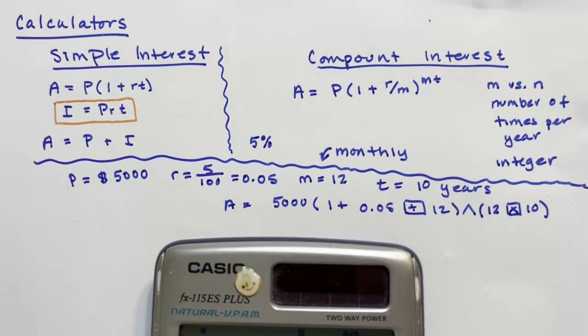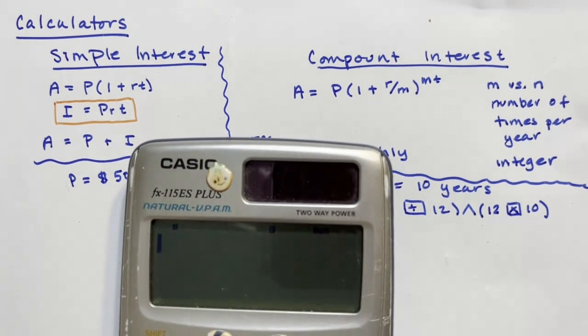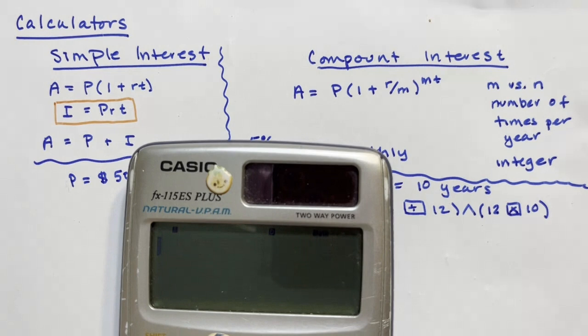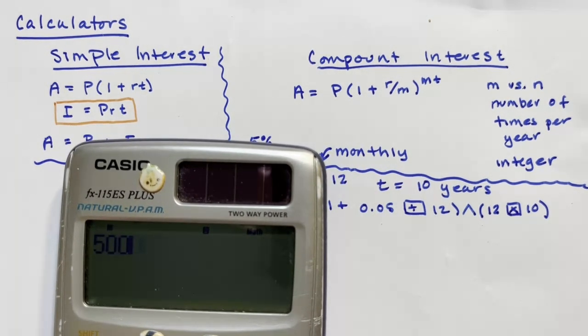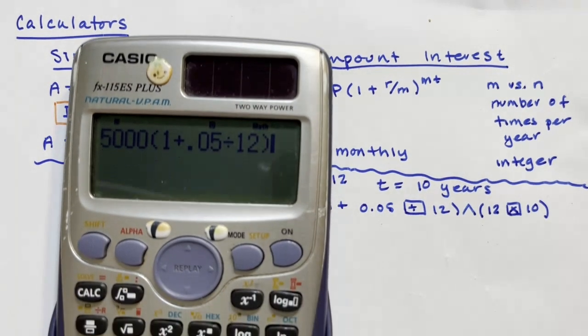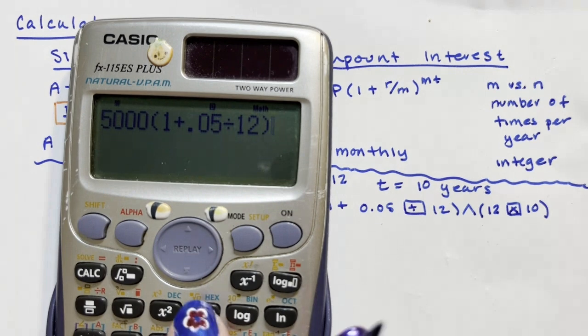The thing is, if you have a calculator, this one is roughly the same. Casio FX-115ES, Casio FX-300. The only difference between the 115 and the 300 is the 115 can handle imaginary numbers. That's the difference. They both cost roughly the same amount. I am going to start off the same. I'm going to say 5,000 parenthesis 1 plus 0.05 divided by 12. This time I don't have a caret button. I have this X box.